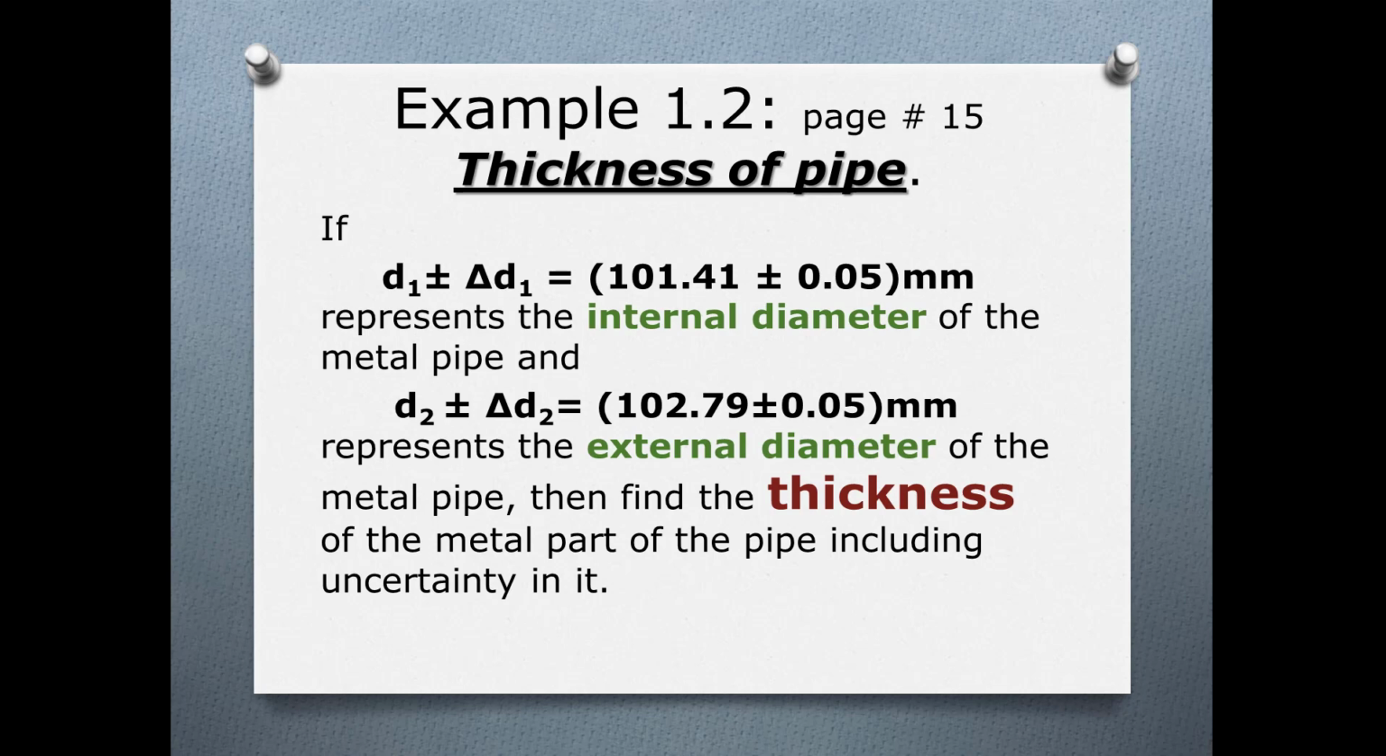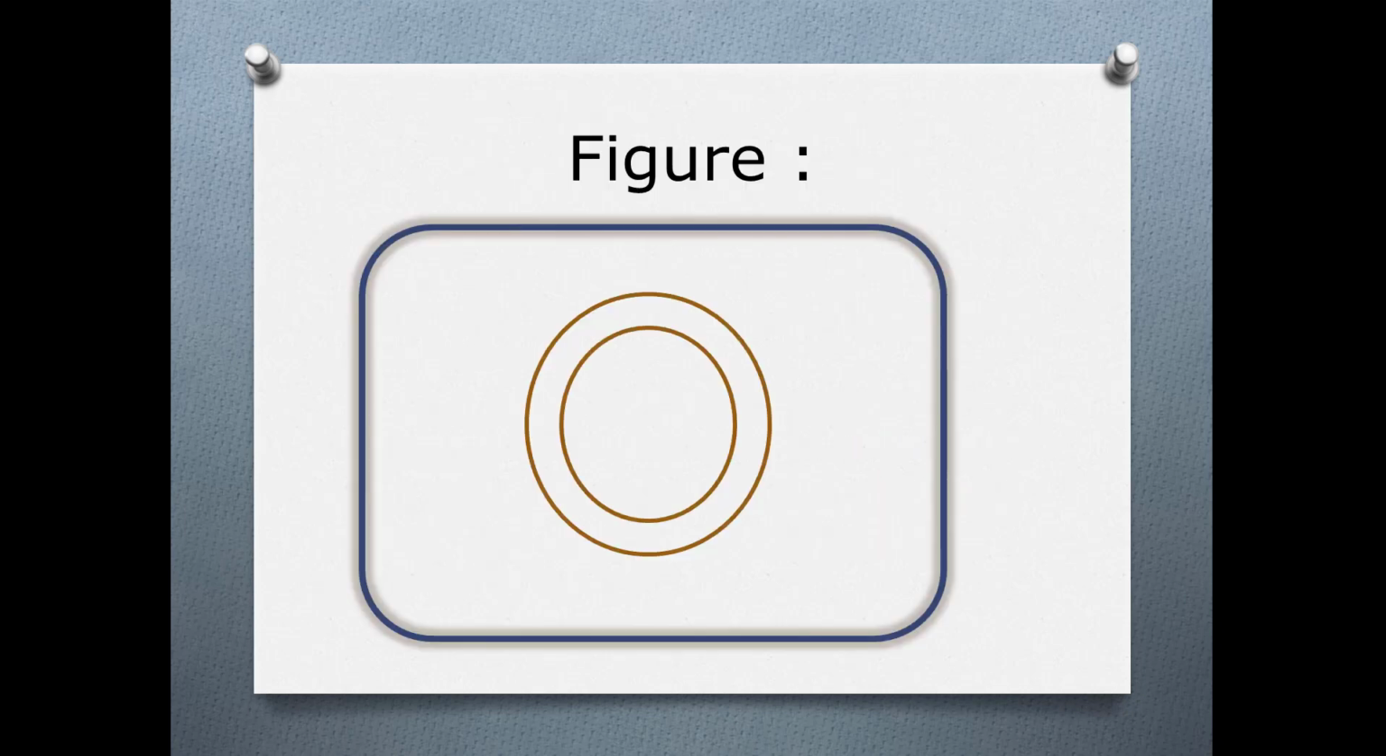What we have to do: we are provided with the external diameter and internal diameter, and we have to find out the thickness with uncertainty. If both the diameters have uncertainties provided with them, then obviously the final result will have uncertainty in it. If we check the figure, we have this pipe which has internal diameter d1 and external diameter d2.